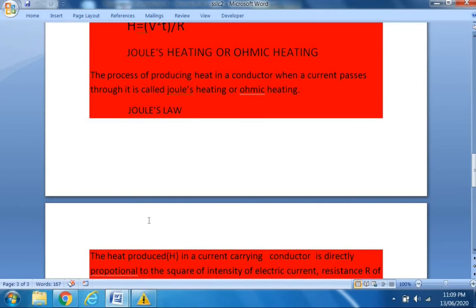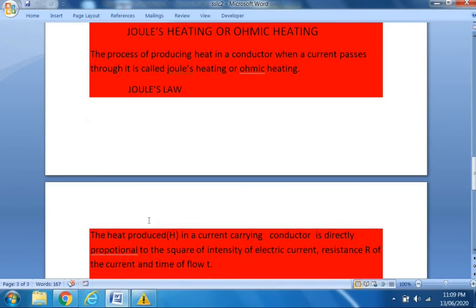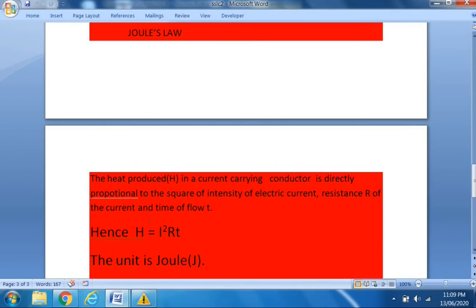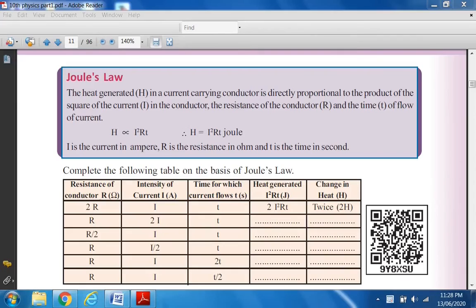Now another important law we have to study in this chapter is Joule's law, which we already derived in an expression, but we have it in law form. Now dears, what we have to study is Joule's law, an important law in this chapter.